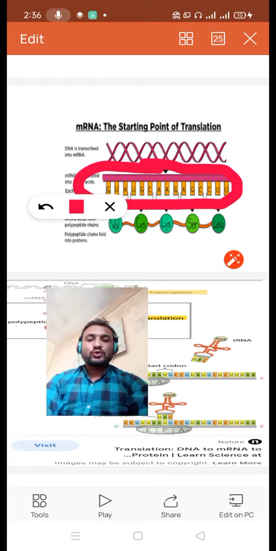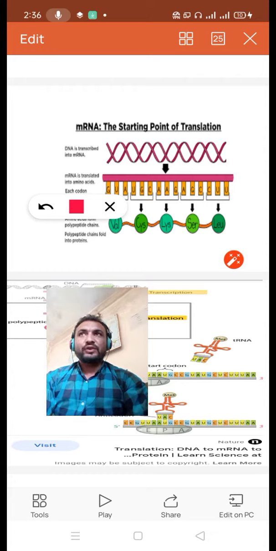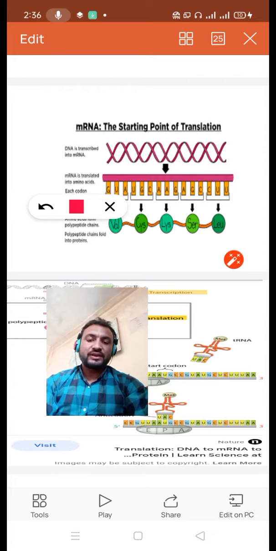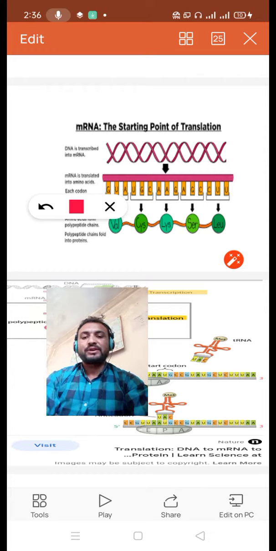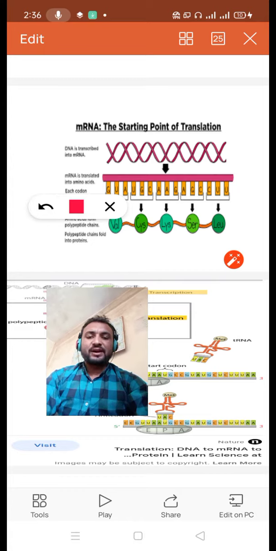Basically, the central dogma means there are two processes included in the central dogma, in which one is transcription and one is translation. You have to differentiate between transcription and translation. Transcription means the formation of messenger RNA from the DNA.